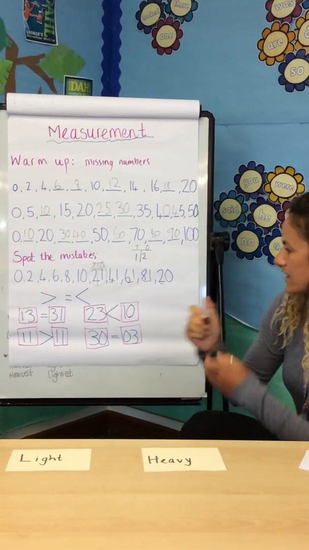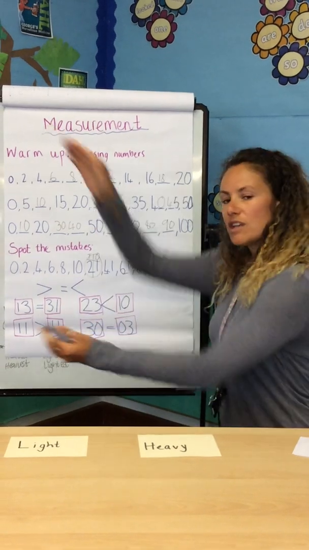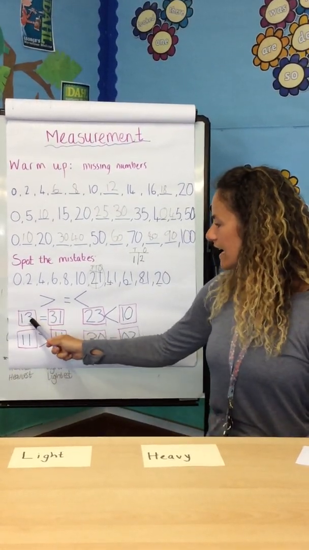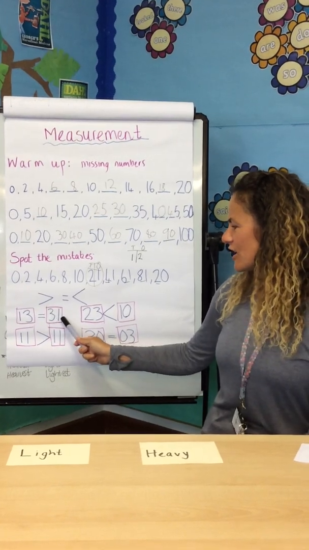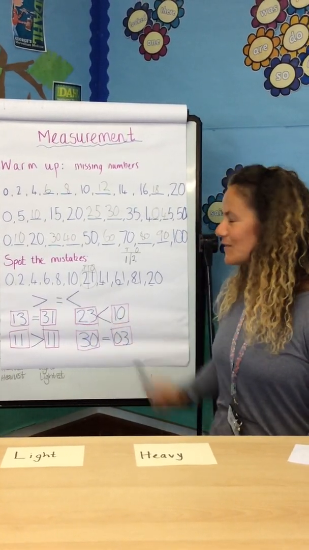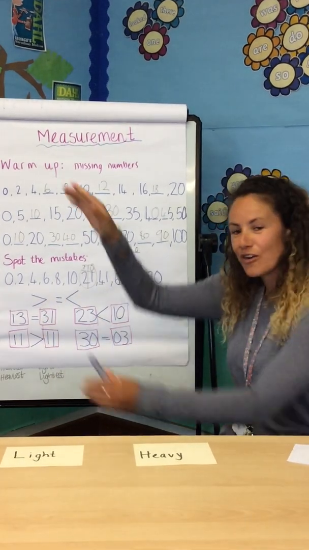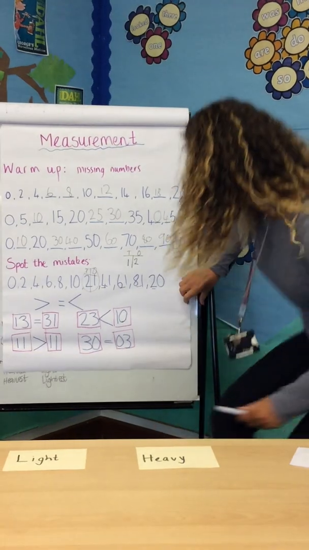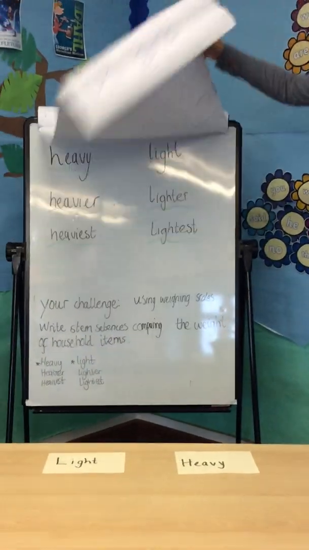The final ones we are going to look at are symbols: less than, greater than and equal to. 13 is the same as 31? I don't think so. I would like for you to have a go at working out the correct symbols for these numbers here. Okay, so now we're going to move on.